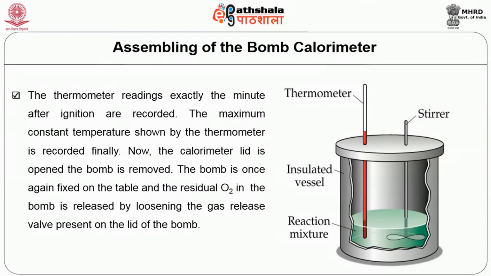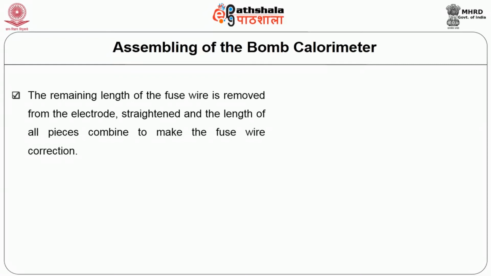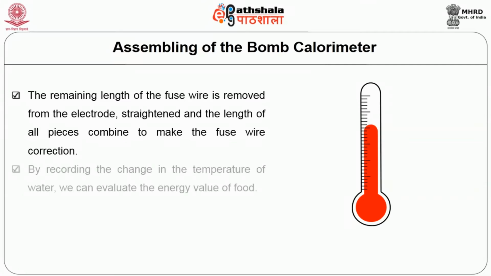Now the calorimeter lid is opened and the bomb is removed. The bomb is once again fixed on the table and the residual oxygen in the bomb is released by loosening the gas release valve present on the lid of the bomb. The remaining length of the fuse wire is removed from the electrode, straightened, and the lengths of all pieces combined to make the fuse wire correction. By recording the change in the temperature of water, calculate the energy value of food.